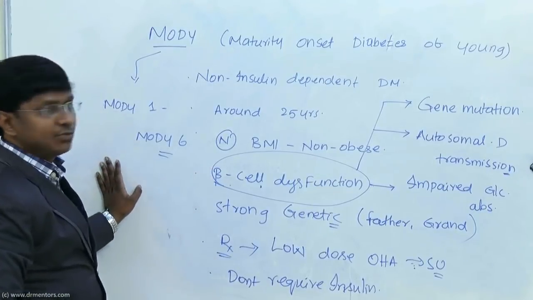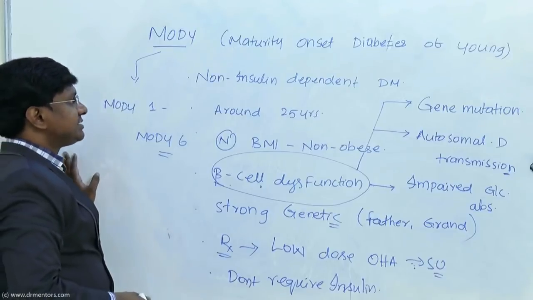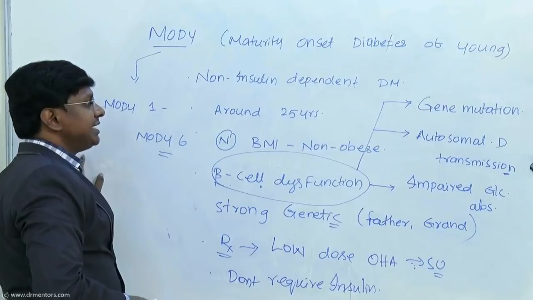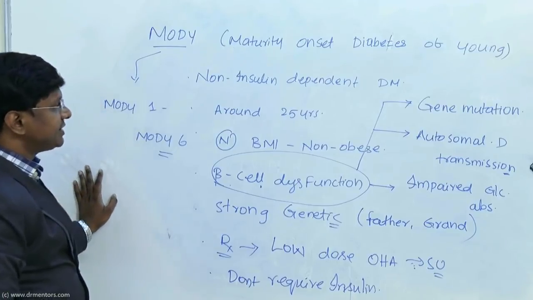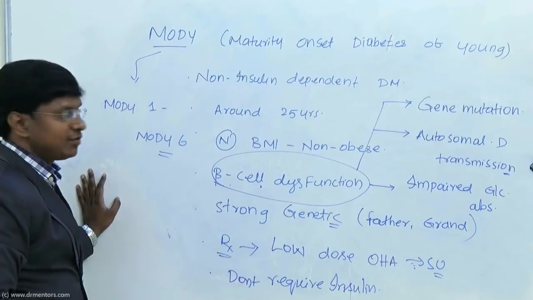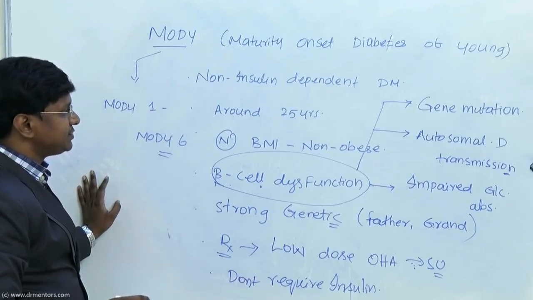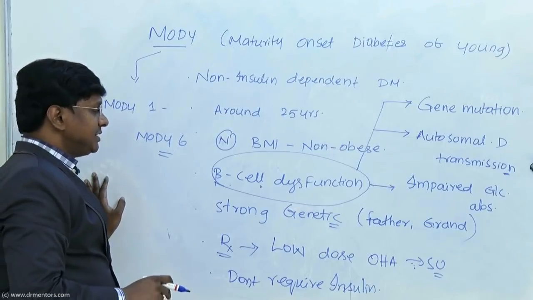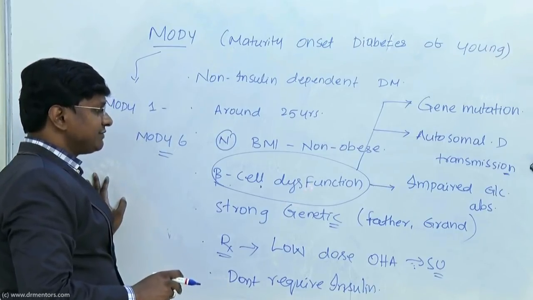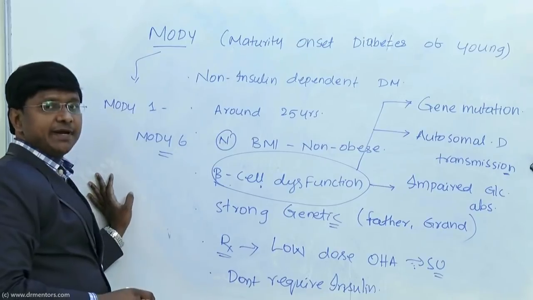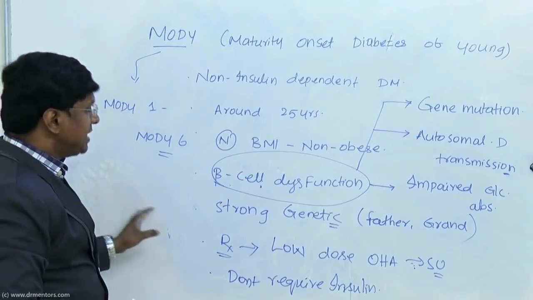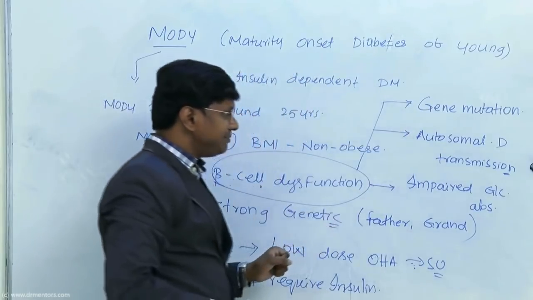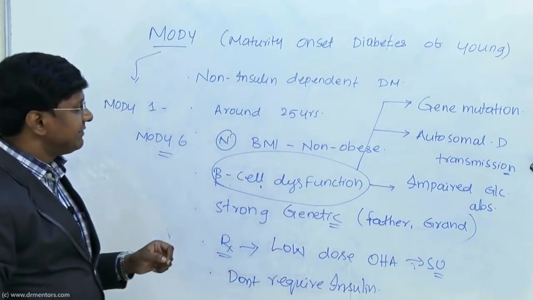So summarizing, MODY is maturity onset diabetes of young. It's a non-insulin dependent type of diabetes mellitus. It is seen around the age group of 25 years. These individuals will have normal BMI; they are not obese individuals. And this MODY is mainly because of beta cell dysfunction, and because of this beta cell dysfunction, there is impaired glucose absorption. And this beta cell dysfunction is mainly due to gene mutation.